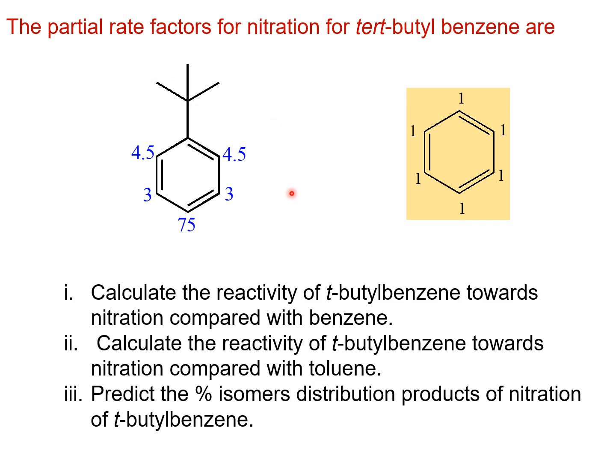So you have been asked to calculate the reactivity of tertiary butyl benzene towards the nitration reaction when compared with the benzene. You have also been asked to calculate the reactivity of tertiary butyl benzene when compared with the toluene, and lastly you have been asked to predict the percent isomer distribution of products for the nitration of tertiary butyl benzene. Let's see how to solve this problem.